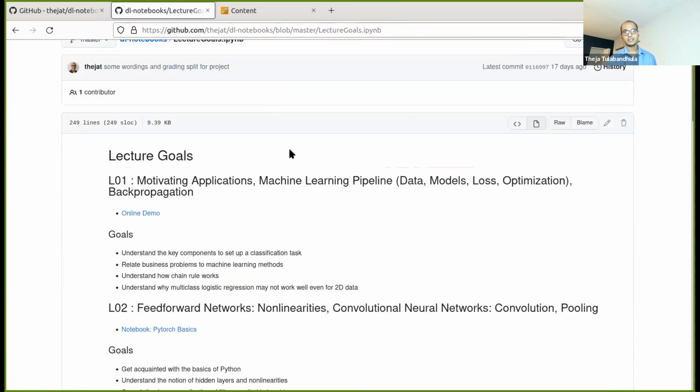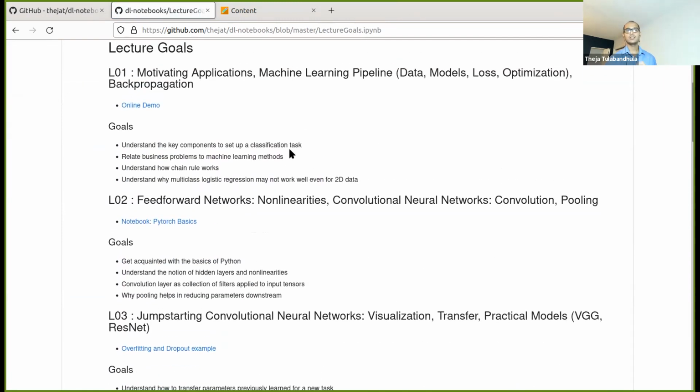There's also a link to lecture goals, so let's look at the goals. There are 4 goals. First is to understand the key components of a classification task. Second, actually that's not in the right order, but second is to relate business problems to machine learning methods. It's just a brief commentary on how important machine learning is. In some places it's super important, in some places it may not be.